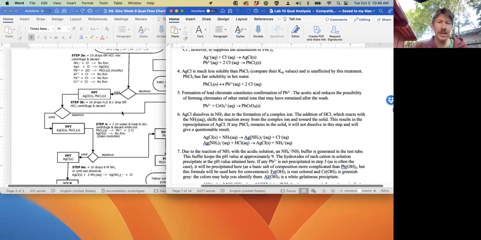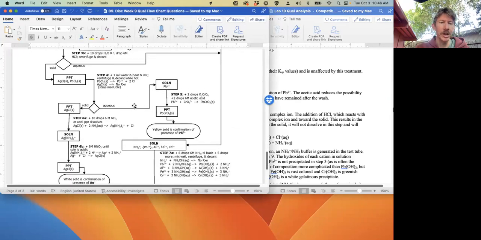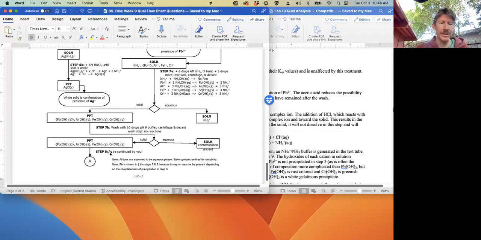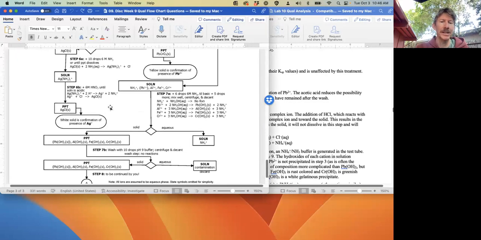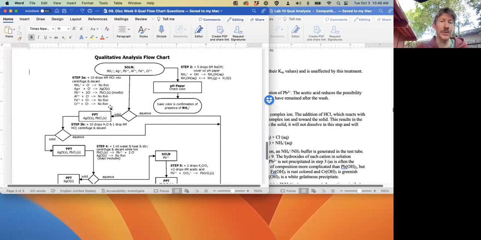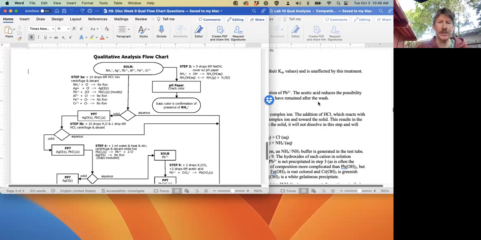That's an introduction on how you do your flow charts, and you can follow through all the way through step seven. Step eight is to be continued by you to create this flow chart here of what you're doing for qualitative analysis.